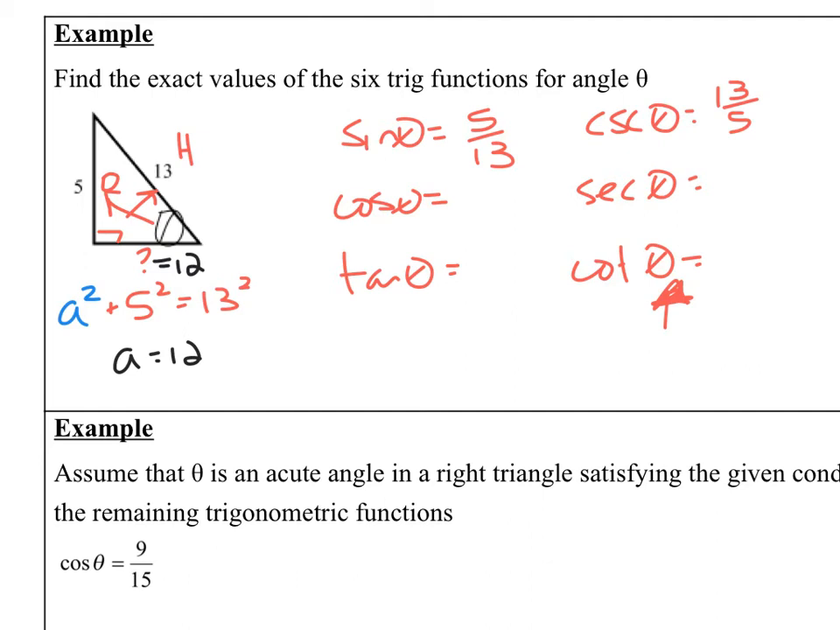So since cosine is adjacent over hypotenuse, this will be 12 over 13, which means secant, flip it, is 13 over 12. Tangent, opposite, 5 over adjacent 12. Flip it, 12 over 5.